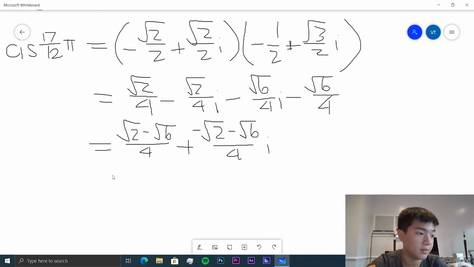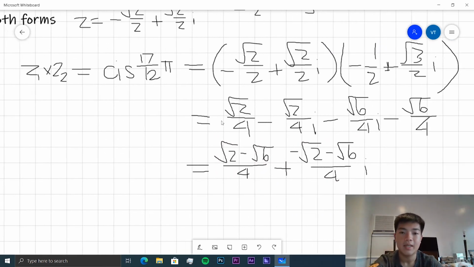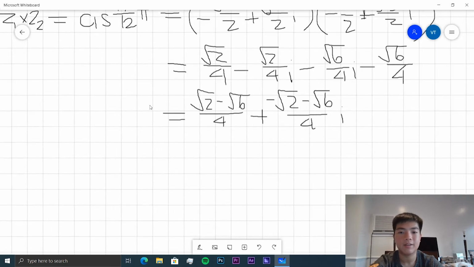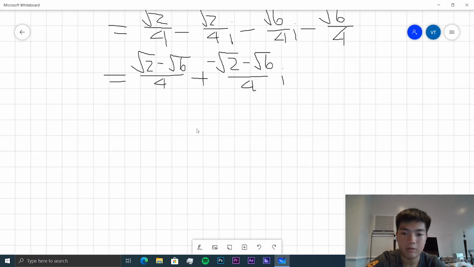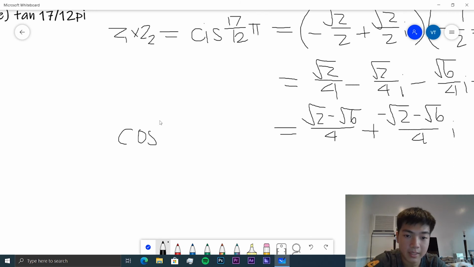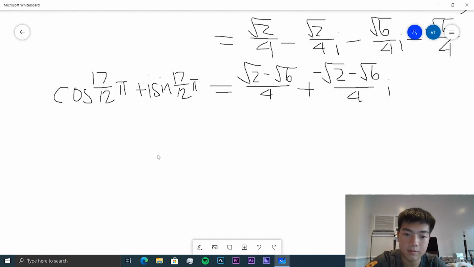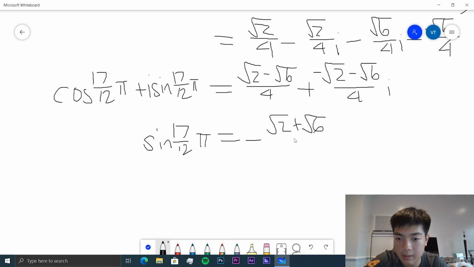Okay, so finally find sine 17 over 12 pi and tan 17 over 12 pi. Well, we know this is equal to CIS 17 over 12 pi, which is equivalent to cosine 17 over 12 pi plus i sine 17 over 12 pi. So sine 17 over 12 pi must be equal to this part. So sine 17 over 12 pi is equal to negative square root 2 plus square root 6 over 4.